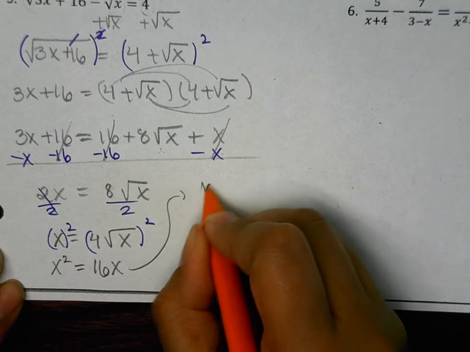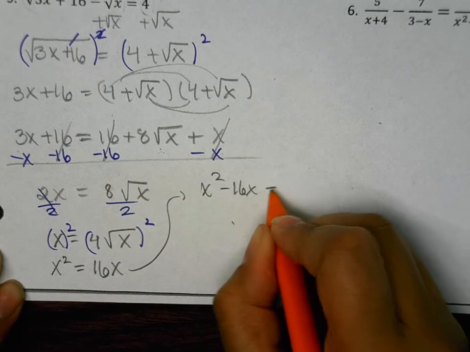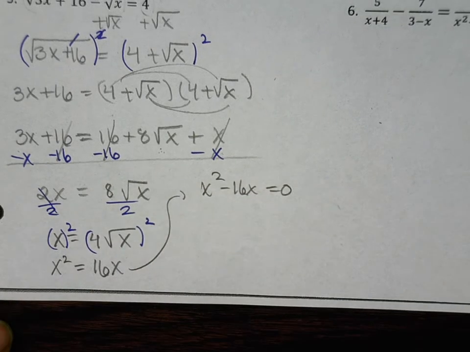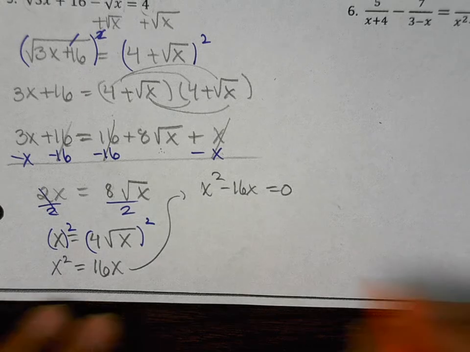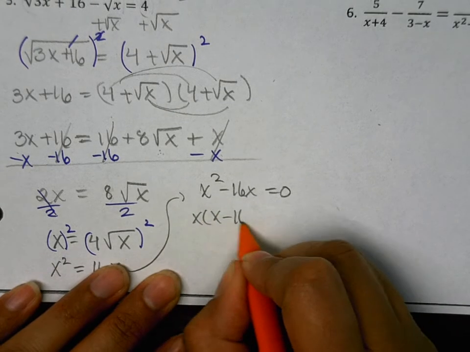So let's subtract over. X squared take away 16x equals 0. What kind of factoring is it? GCF?